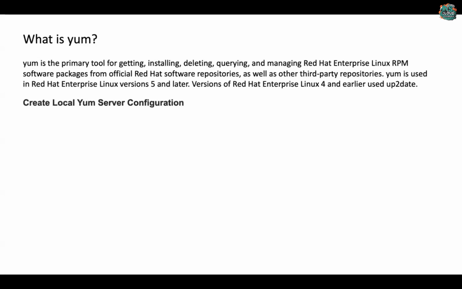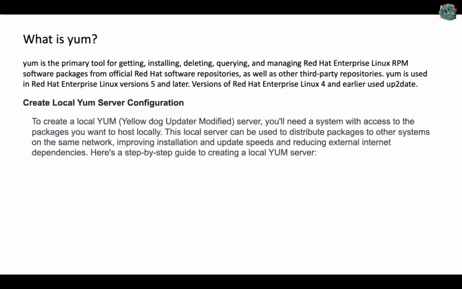So let's understand what a local Yum server is. To create a local Yum server configuration, Yum means Yellowdog Updater Modified. You will need a system with access to the packages you want to host locally, and this local server can be used to distribute packages over the systems on the same network, improving installation and update speed and reducing external internet dependency. Okay, so we have to configure this local server.